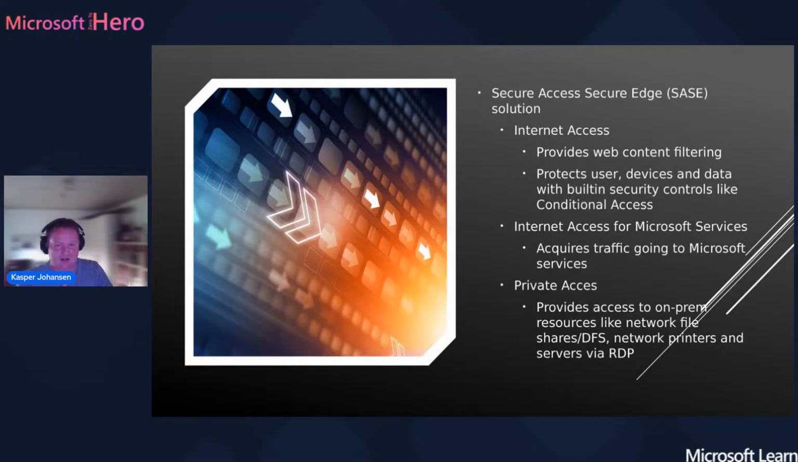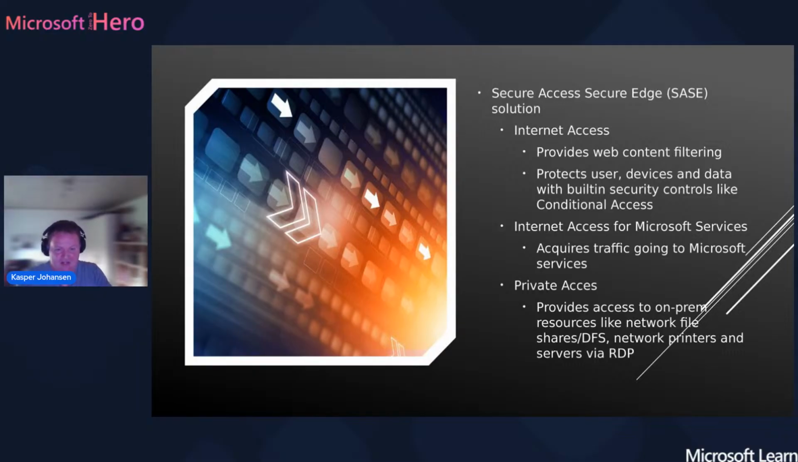We have internet access for Microsoft services, which is basically tunneling everything you're doing towards Microsoft services, that being SharePoint Online, OneDrive, Teams, Office Online, and Exchange Online. So basically everything you're working with today in Microsoft products is being tunneled through this internet access for Microsoft services. That provides you with insights into what kind of documents or anything like that the users are working with, wherever they are in the world. So that's a good way of keeping track of what your users are doing.